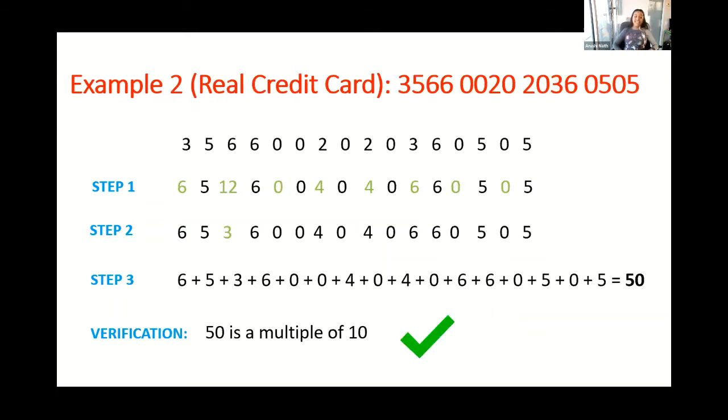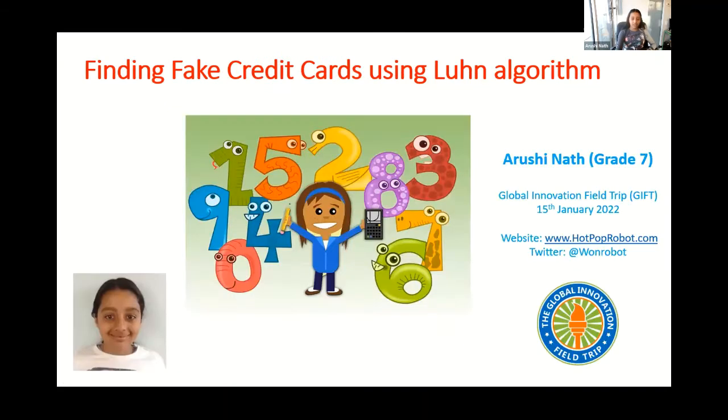Here, in the second example, I took a real credit card number, and I followed the exact same steps. I multiplied the odd digit place numbers by 2, and then I found there was only one 2-digit number, which I got 3. Is this a real thing? Yes, this is actually used in the real world to verify if credit card numbers are correct or not. You can see with a real credit card number, you get the sum of 50, and we know that 50 is a multiple of 10, which means this works.